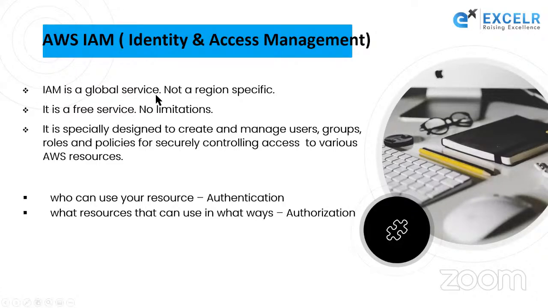This is where it helps you to create and manage users, groups, policies, and permissions for controlling access to your AWS environment, be it any kind of resource or any user. These two principles are going to be used when we use IAM. Authentication, who can use your resources, and authorization, what resources you can access in the possible way.